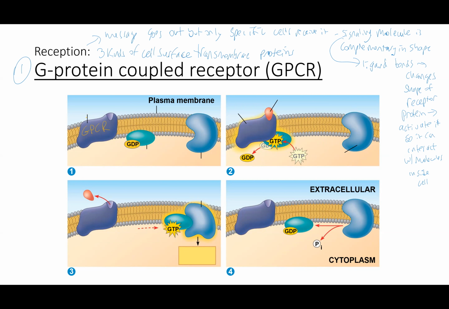On this side of the GPCR, on the extracellular side, it's going to have some kind of binding site. That binding site is specific to the signaling molecule that's going to come in. On this side, it's going to have some kind of site that's going to interact with the G protein.